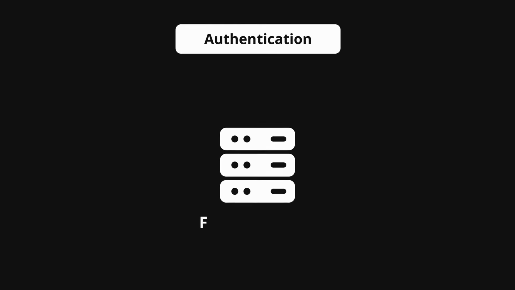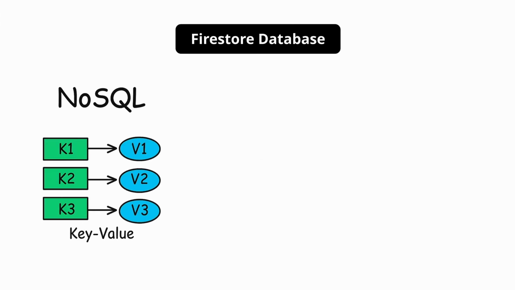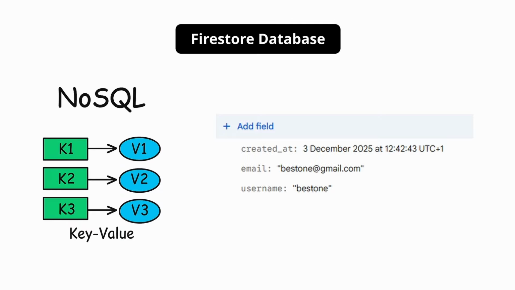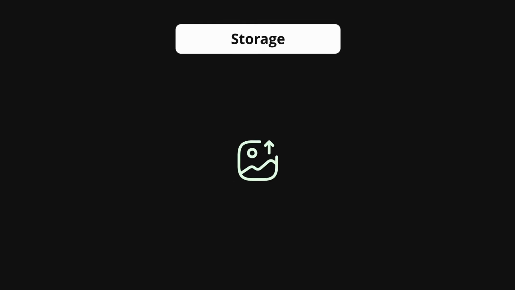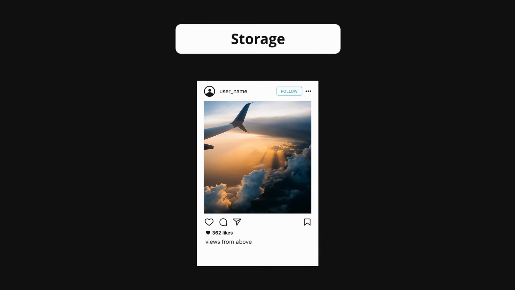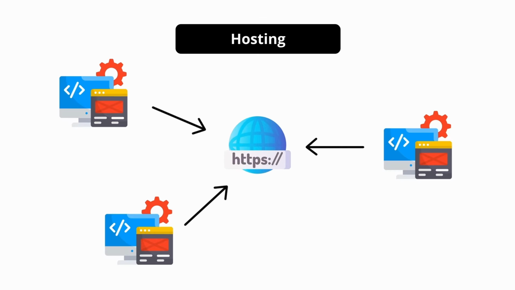Authentication handles user accounts. It lets you register, log in, log out, reset passwords, or sign in with Google, Apple, GitHub, and more. No backend code needed. Firebase manages everything securely for you. Firestore database is a real-time NoSQL database where you store data like user-generated posts or messages. It syncs instantly across different devices. Storage, on the other hand, can be used for uploading files like profile images, videos, documents, or thumbnails. Firebase's hosting service allows you to deploy websites or static apps globally with a single command. A fast and secure way to share your website with others.